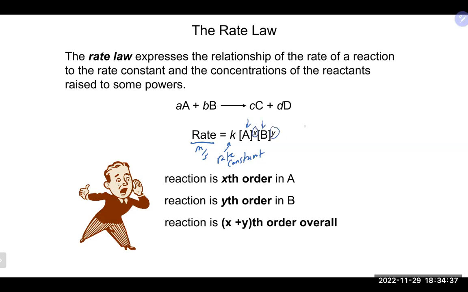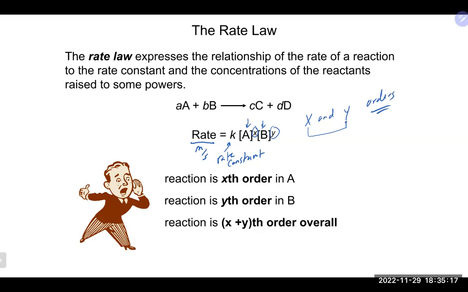raised to X and Y, which are what are referred to as orders. So X is the order with respect to A in this example, and Y is the order with respect to B. You can find the overall order of a reaction by simply adding those two together. So if X was 1 and Y was 1, then the reaction would be second order. If X was 0 and Y was 1, it would be first order overall. The orders are sort of the proportion that you need of each of those reactants to get a specific rate to occur.